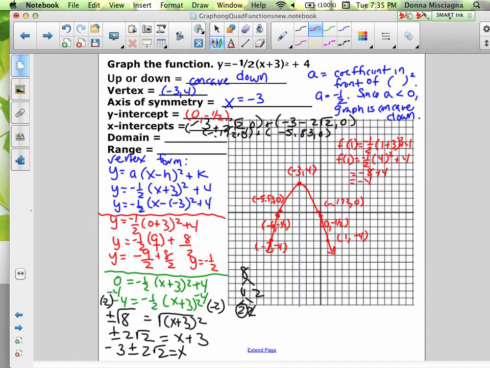The domain, remember, is going to be all real numbers, negative infinity to infinity, all the time for the parabola. And the range, all we have to do for the range is look to our vertex. It's pointing down, so it is going to be negative infinity. And then we look to the y-coordinate of the vertex, so the largest y value is 4, because domain is x and range is y. And that's all there is to graphing this graph in vertex form.